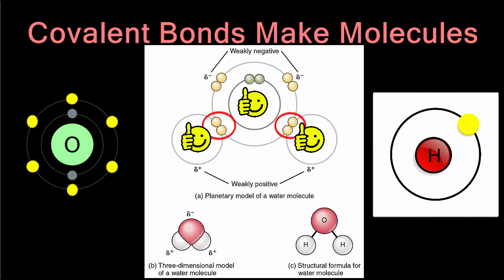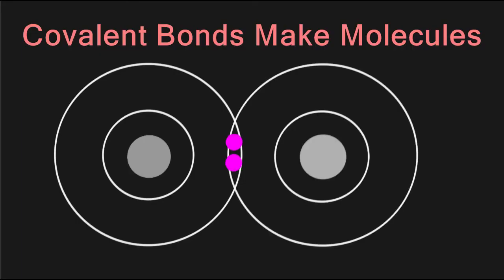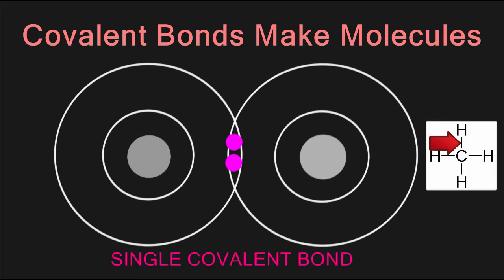This sharing of electrons is what makes a covalent bond. Sharing is caring, and caring is covalent. Covalent bonds are often represented by a short line between the atoms. When an atom shares 1 pair of electrons with another atom, this is called a single covalent bond. A single covalent bond is represented by a single line between the atoms, as shown here in this molecule of methane. You also saw those single covalent bonds in the water molecules that we just discussed.